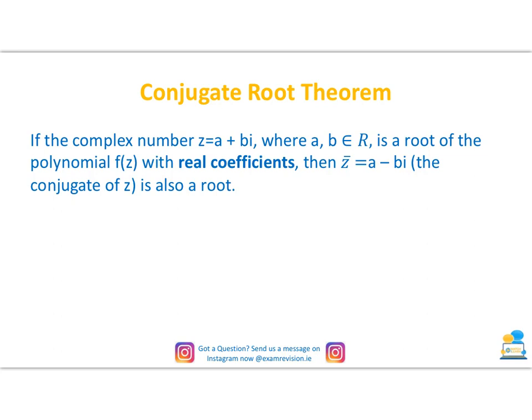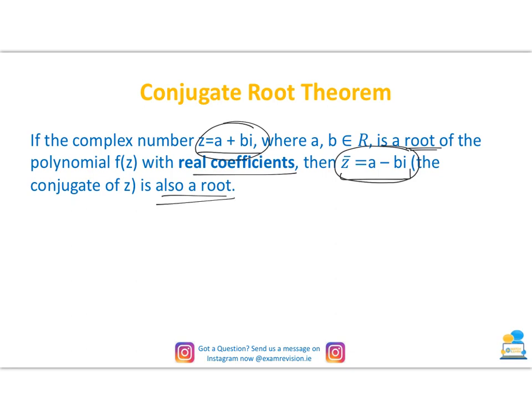So the next thing I want to talk to you about then in the higher level course is the conjugate root theorem. We already spoke about the idea that if z is a complex number in the form a plus bi, then its complex conjugate would be a minus bi. And what the conjugate root theorem states is that if a polynomial has real coefficients, so that's really important, so basically all the coefficients are real numbers, and we know that z is one of the roots of that polynomial, then without even thinking about it, we know that the conjugate of z is also a root.